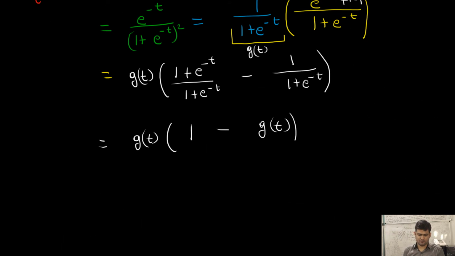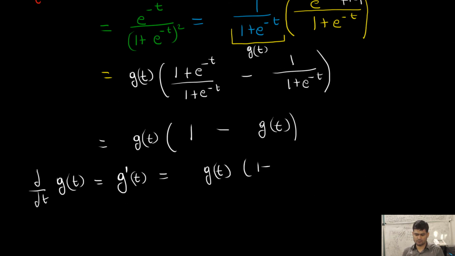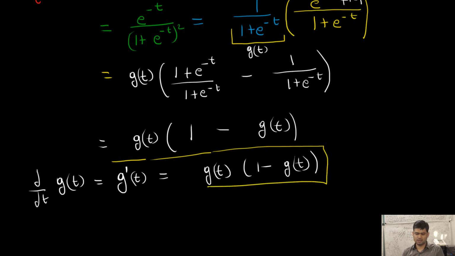So the derivative of the function, which we'll denote by g prime of t, is simply g of t times 1 minus g of t. So we are going to use this in the derivation when we compute the solution for the w.